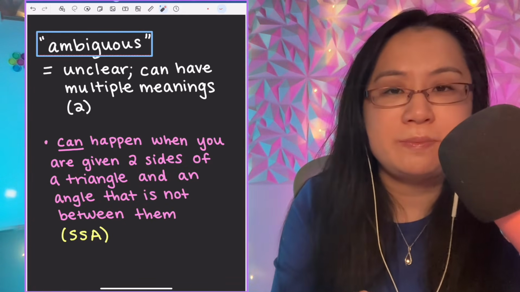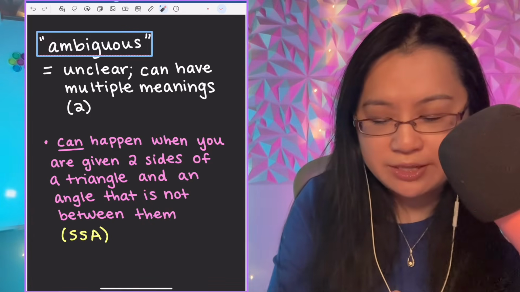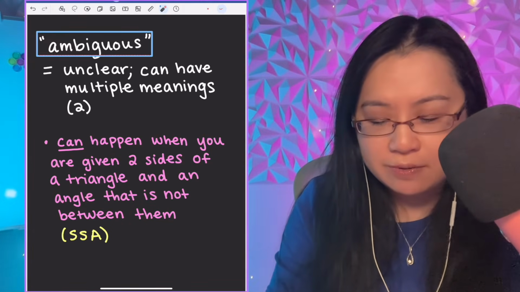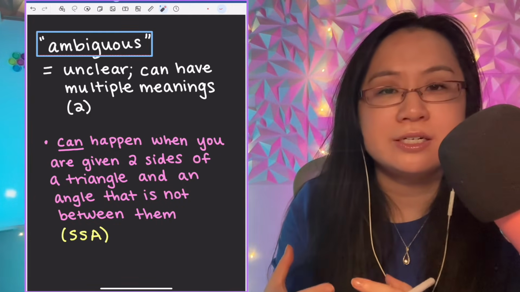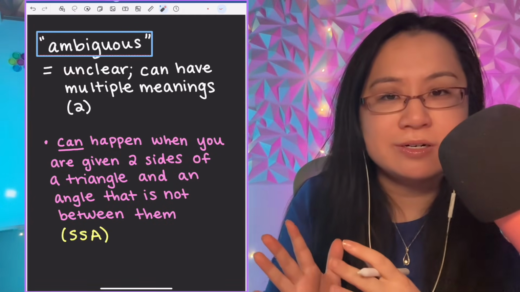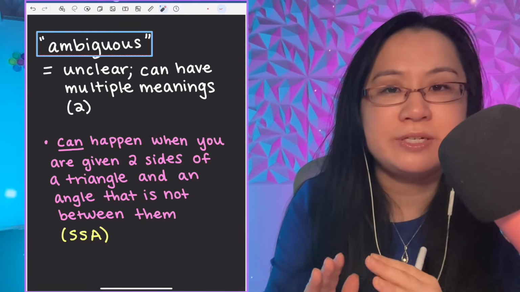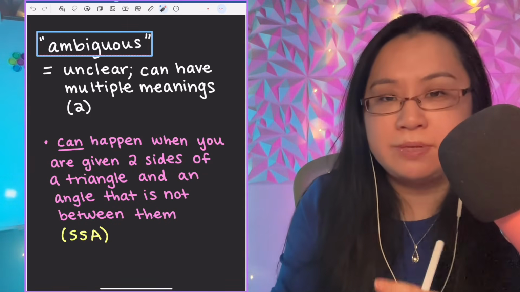So what do we mean by the ambiguous case then for this law of sines or sine law? So ambiguous means that something is unclear, but more specifically, it's unclear because it has multiple meanings.